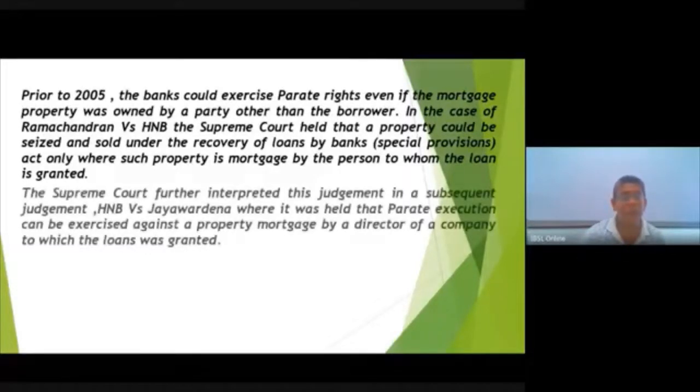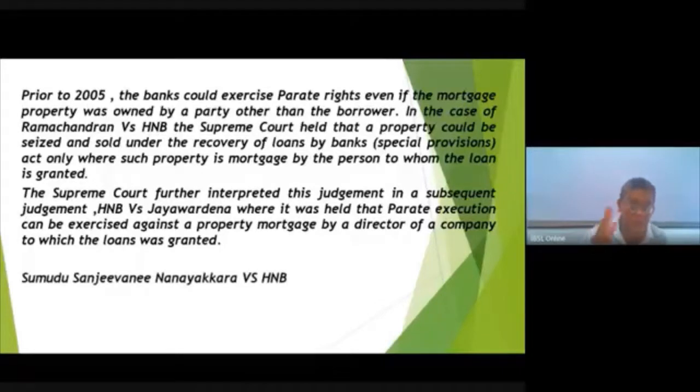Now this parate execution has come. Now there is a little bit of a problem. Now the new case we call Sumudu Sanjeevini Nanayakara versus HNB. The judgment given by three recent judges, that was in 2017, is a big problem for the bank. What is this case? Sumudu Sanjeevini Nanayakara versus HNB. Right? Now this case is saying the issue is the principal amount, the principal amount. Now I'll tell you some story about this case. Now the judges are arguing like this.